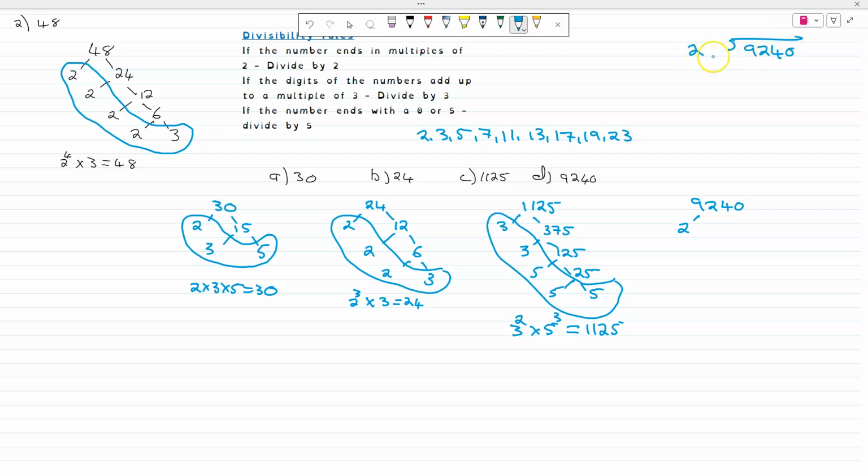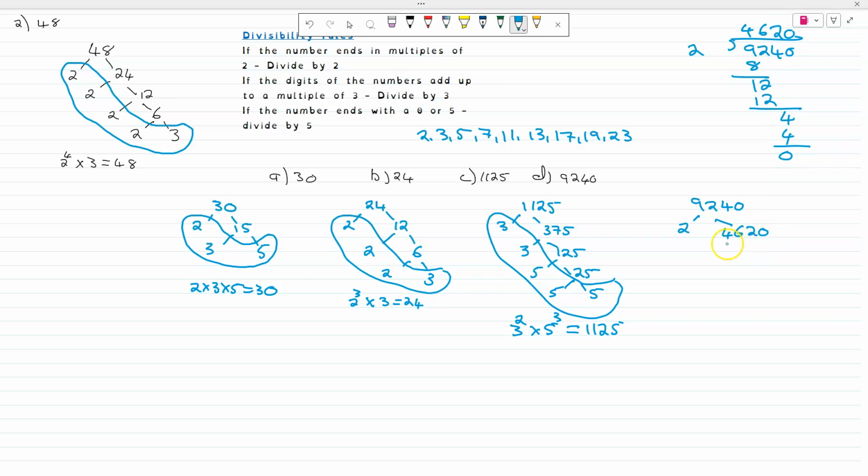9240, divided by 2. 2 goes into 9 4 times, leaving us with 1. 12 gives us 6. 4 gives us 2. And then we have a 0 over there. So it's 4,620.